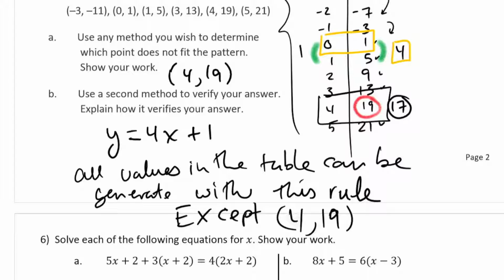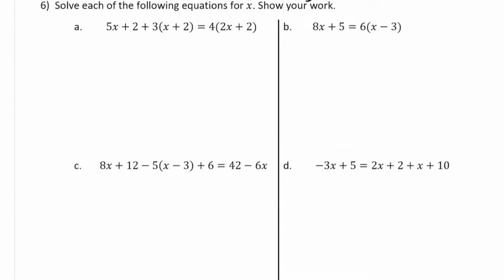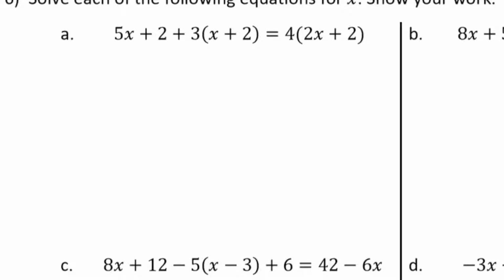Definitely an open-ended question. I got a lot of interesting things, a lot of different answers, and I really didn't count. I wanted an explanation, right? So I wanted you to explain how what you were doing was verifying that 419 didn't fit, and you needed to identify 419. All right, question number 6 has 4, I think, pretty straightforward linear equations we're going to solve.